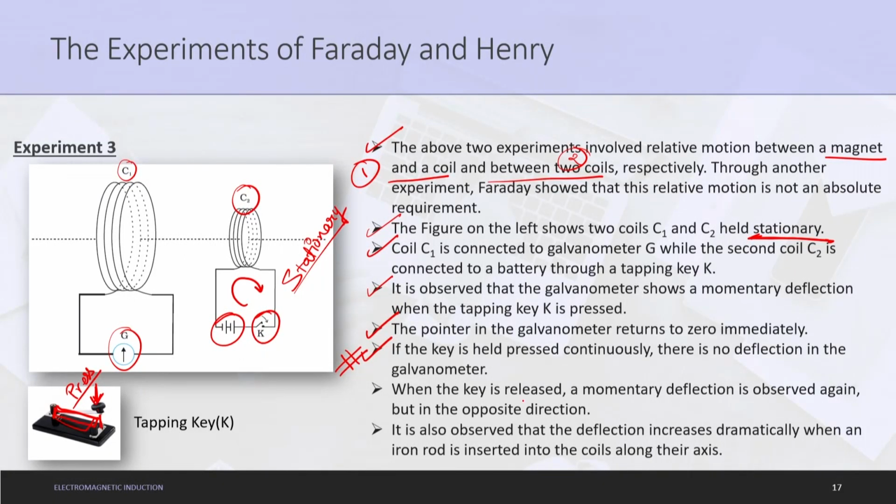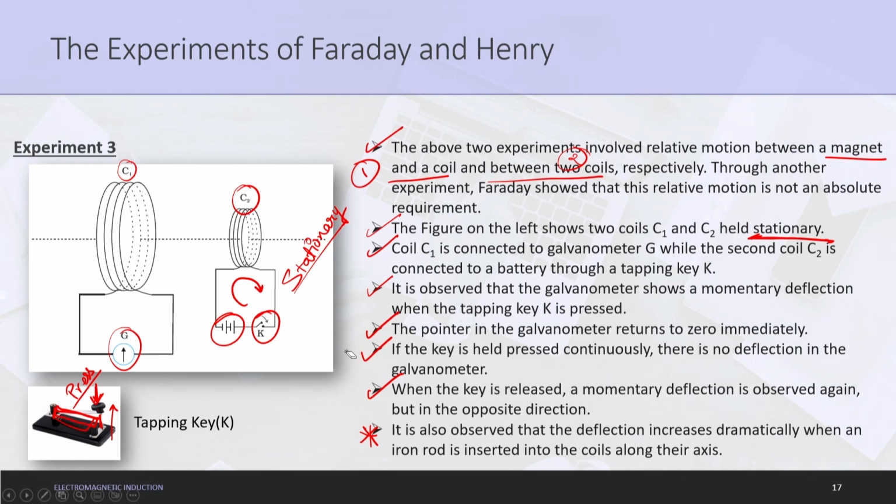When the key is released, a momentary deflection is observed again, but in the opposite direction. Opposite direction as in, if the deflection first was towards the right, then this time the deflection will be towards the left. It is also observed that the deflection increases dramatically when an iron rod is inserted into the coils along their axis. I will explain it a little bit later.